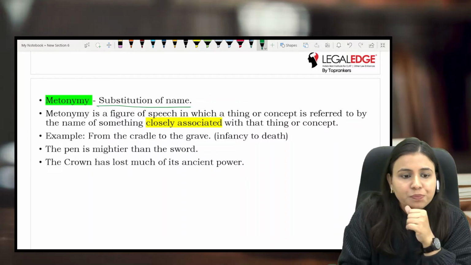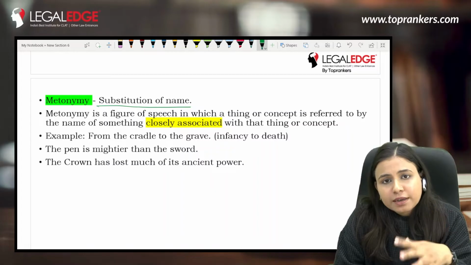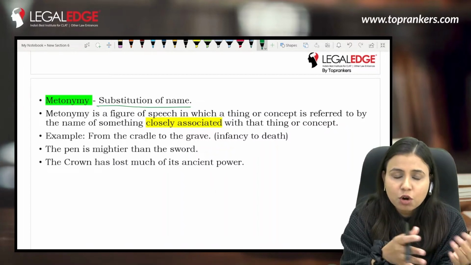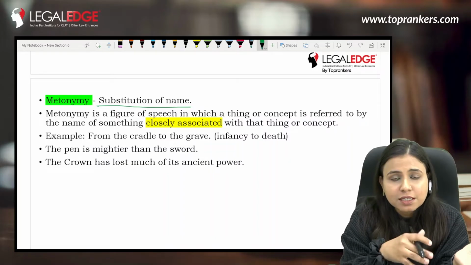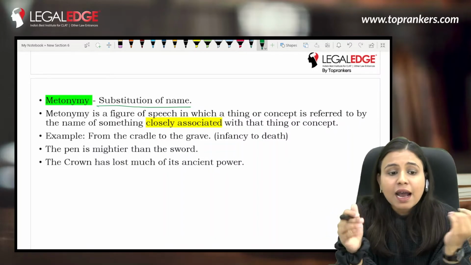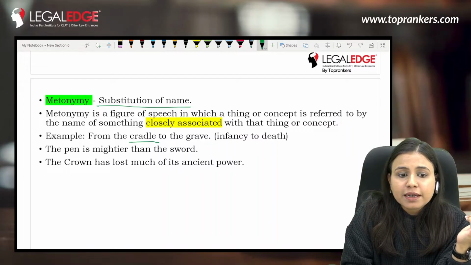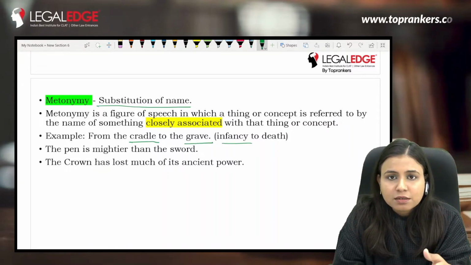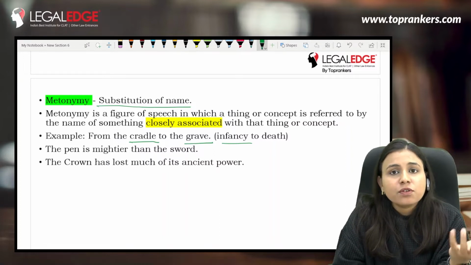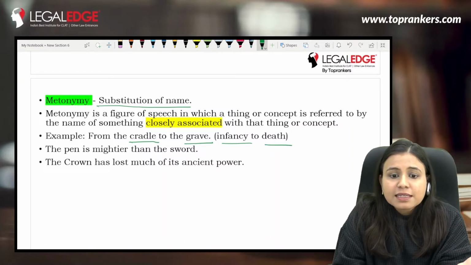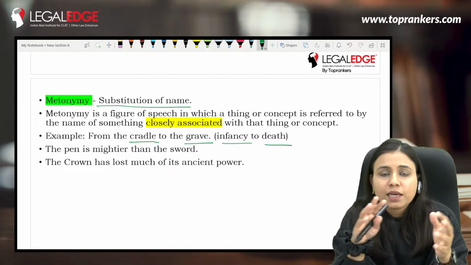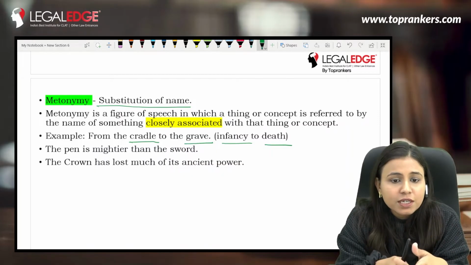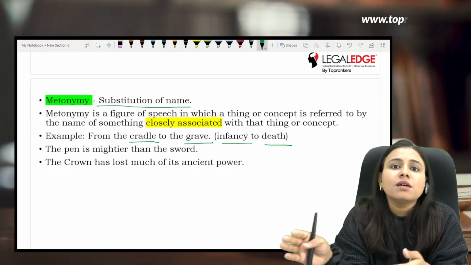For example, from the cradle to the grave. So rather than saying from childhood or infancy to death, I'm saying from the cradle to the grave. Cradle signifies your infancy when a small child, and grave, your deathbed, right? So rather than saying from infancy to death, we are saying cradle to the grave because cradle is associated with infants and grave is associated with the dead.